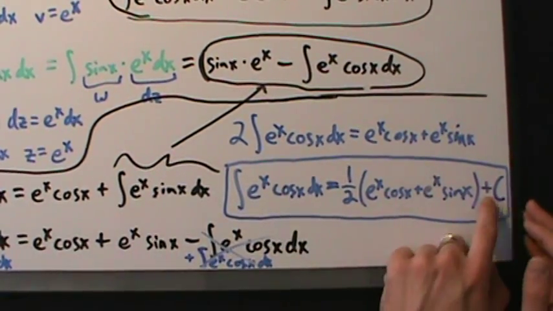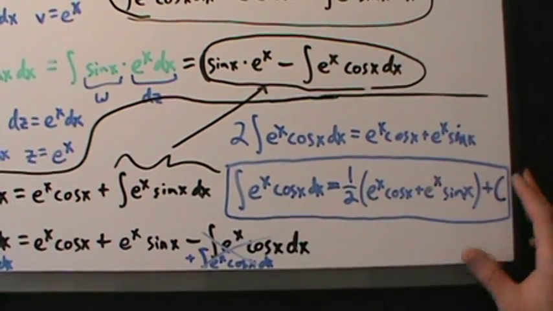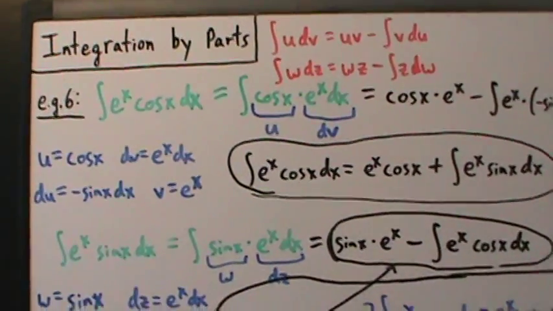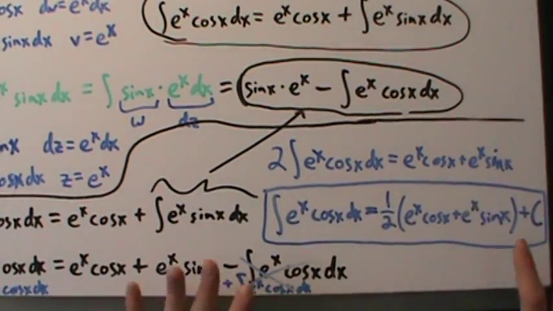And then don't forget the plus c because it's indefinite, okay? So that's pretty much how you do this one here. So it feels kind of like you're going in circles a little bit.